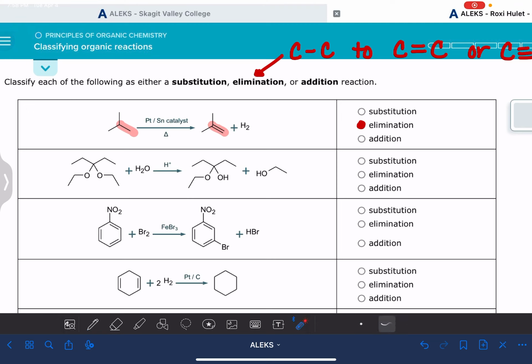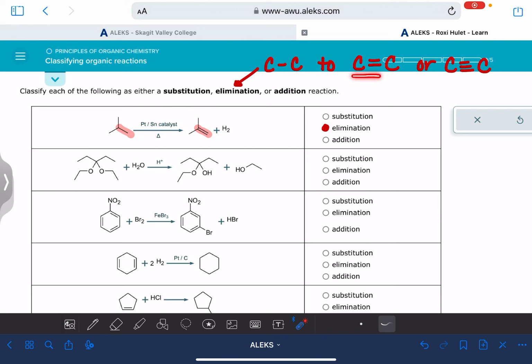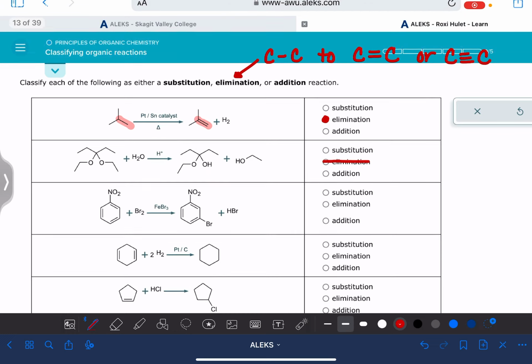Let's look at this one right here. Right now we're just looking for elimination. This reaction right here, we're looking for double or triple bonds in our products. There are no double or triple bonds in these products, which means this is not an elimination reaction.